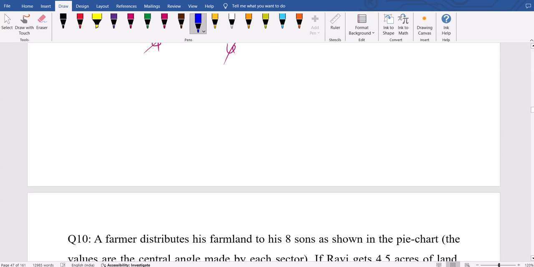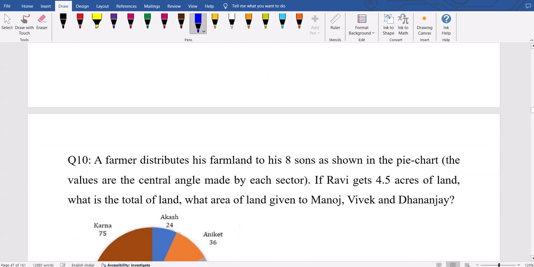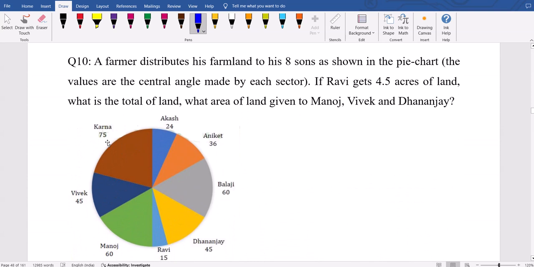Now see the 10th question, probably the last question in data interpretation. Pie chart. So a farmer distributes his farmland to his 8 sons, as shown in the pie chart. The values are the center angles, which total 360 degrees. So they're given in terms of angle. If Ravi gets 4.5 acres, 15 degrees relates to 4.5 acres, which means multiply by 0.3.